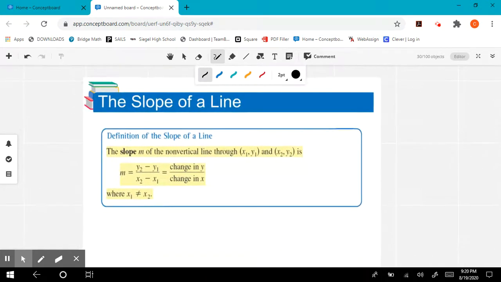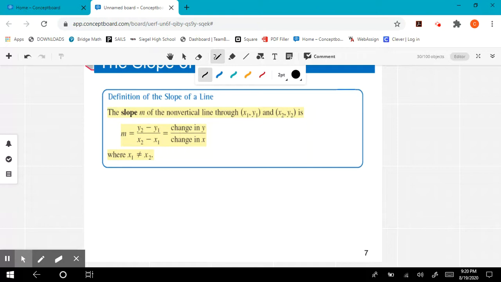So, and there it is. The slope of a non-vertical line through these two general points is the change in y over the change in x, or y2 minus y1 over x2 minus x1. All right, right here it tells us x1 cannot be equal to x2. And my question to you is why is that there? Can you think for a second and say, why can we not have x1 equal x2?